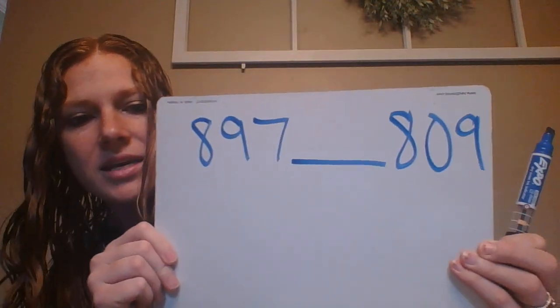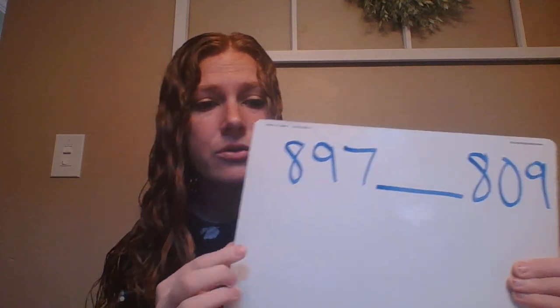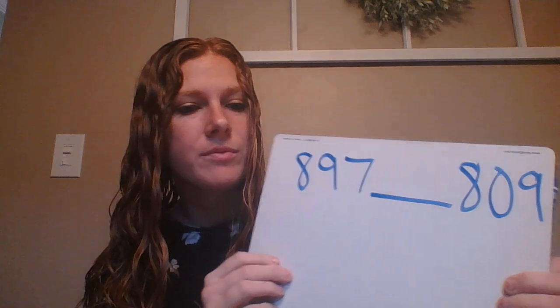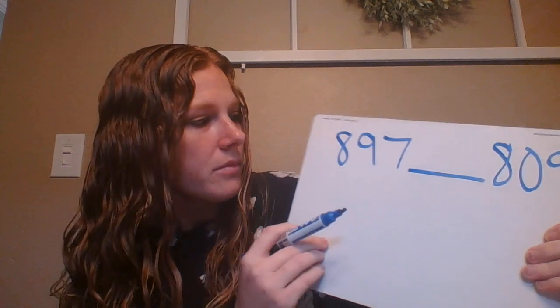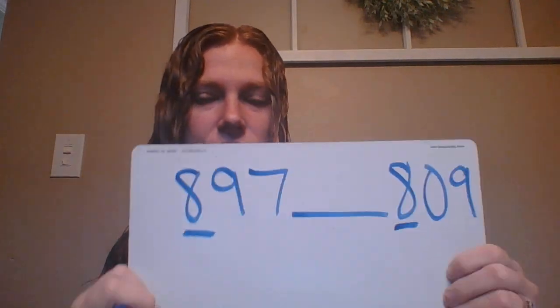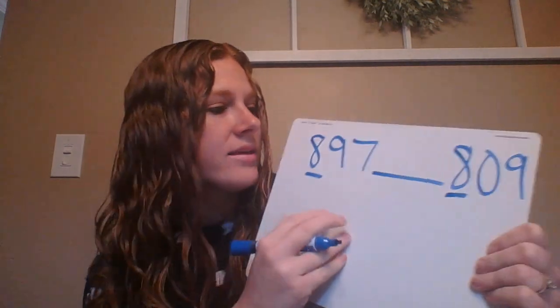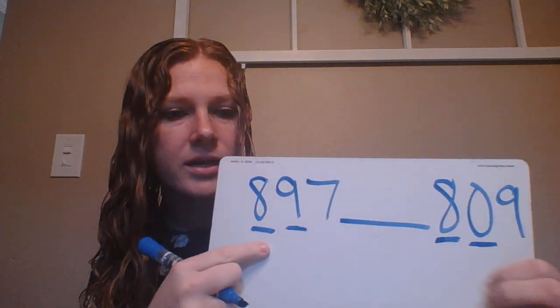So let's get started. Our first problem is 897 and 809. You are going to use either a greater than, less than, or equal to sign to determine which number is greater. When I look at these two numbers, I can see that the furthest digit to the left is in the hundreds, and they're both 8. So I can't just put an equal sign, because that wouldn't be correct, since they are not equal. I then have to look to the next digit to the right, which would be the 9 in this case and the 0. Which number is bigger, the 9 or the 0?